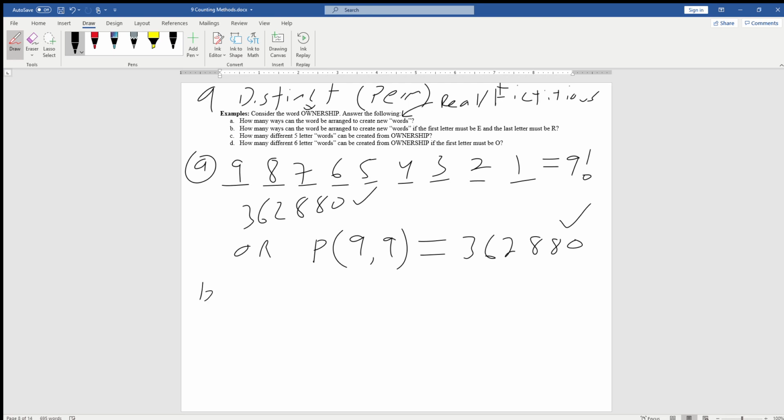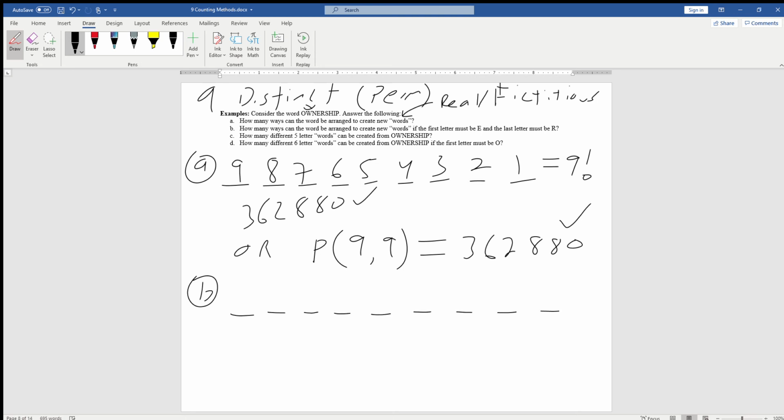Letter B. How many different ways can the word be arranged to create new words if the first letter must be an E and the last letter must be an R? Again, 2 different ways of being able to do this. All right, we could do the 9-character method.